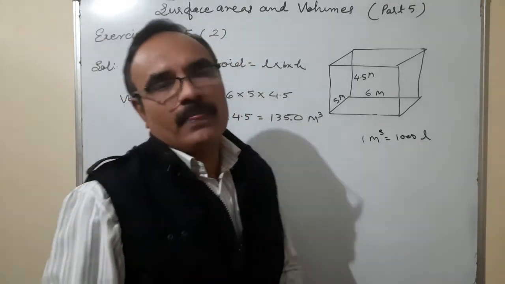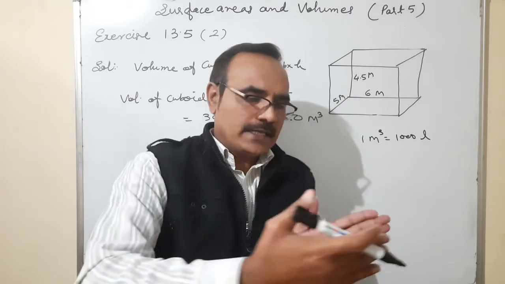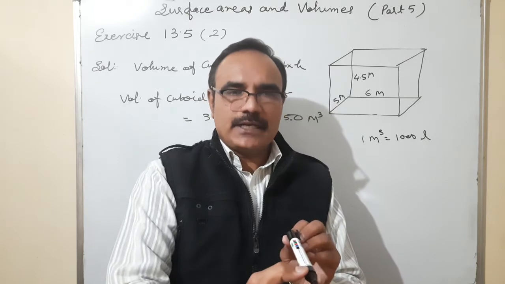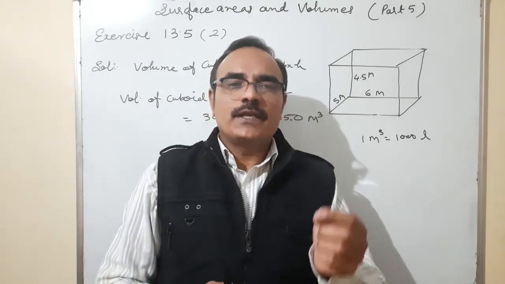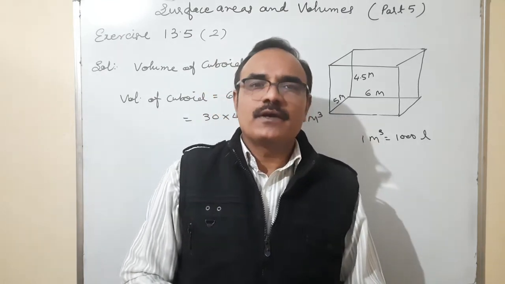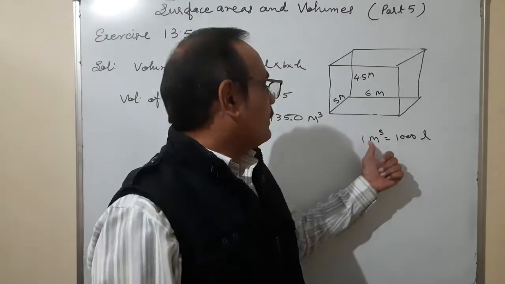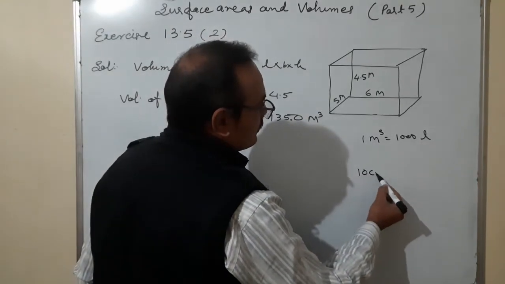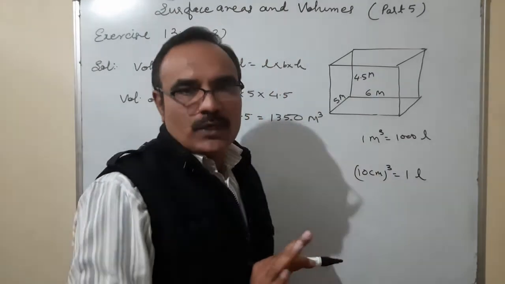Second thing, you will see a tin of 10 centimeter length, 10 centimeter breadth, and 10 centimeter height. It will hold 1 liter of water. So what does it mean? 10 centimeter cube is equal to 1 liter. We will remember only these two things: 1 meter cube is equal to 1000 liter and 10 centimeter cube is equal to 1 liter. And these two are sufficient.